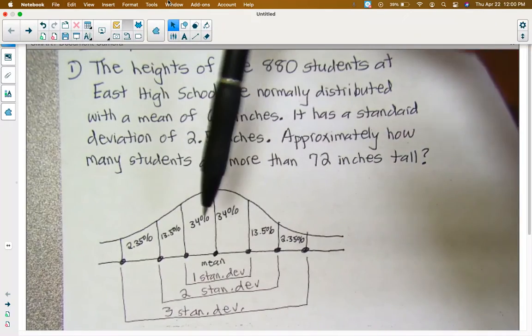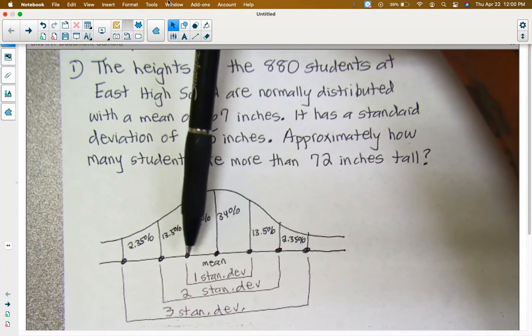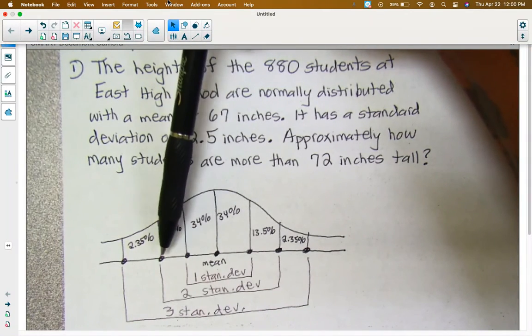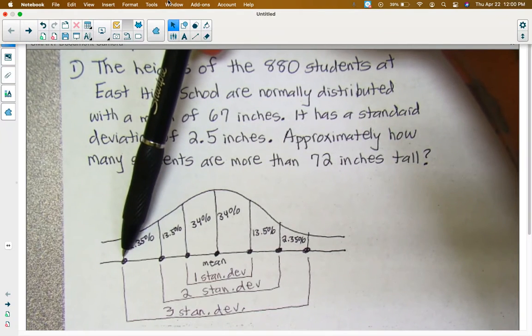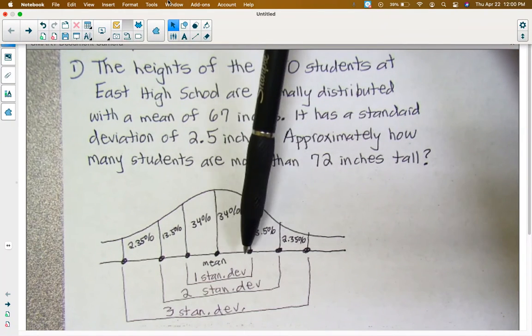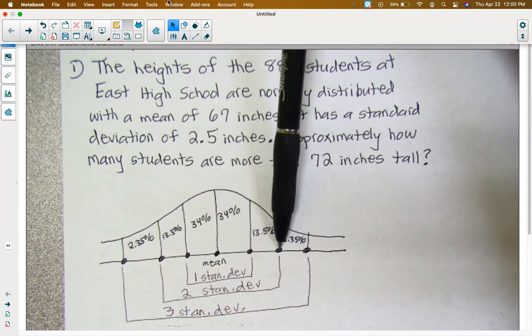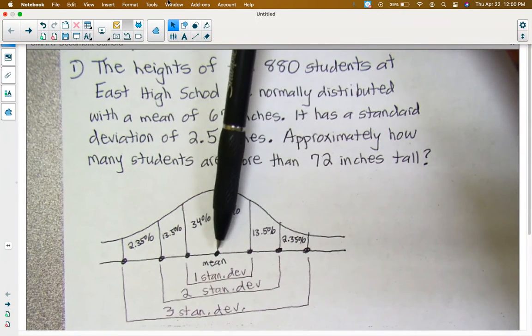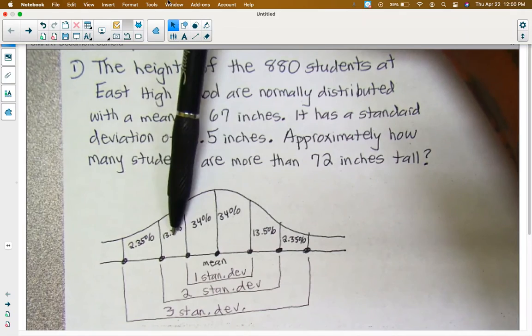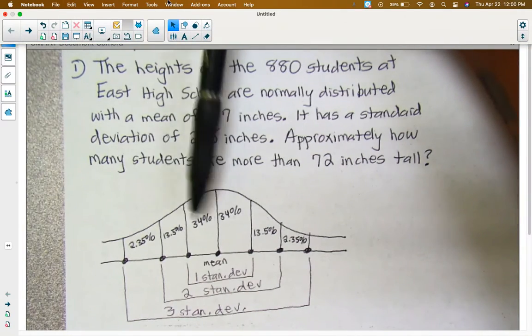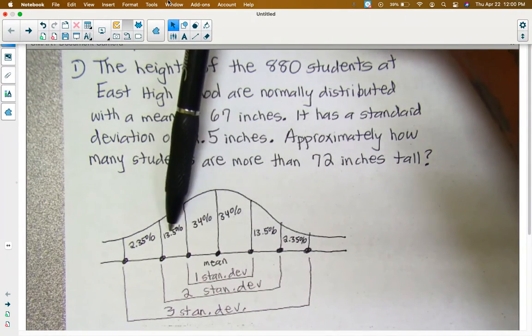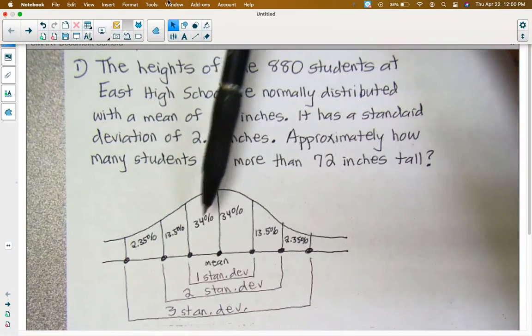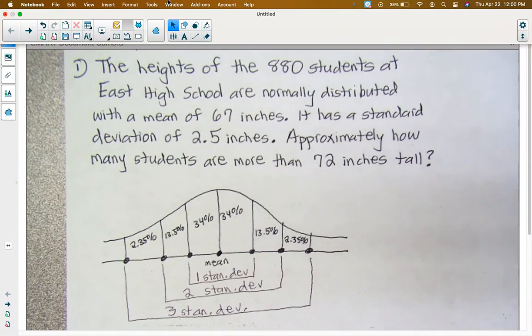So wherever your mean is, you can go minus 1 standard deviation, minus 2, minus 3 standard deviations, and then I can go up 1 standard deviation, 2 standard deviations, 3 standard deviations. So your mean always goes in the middle. These percentages will not change. It'll always be 34, 13.5, 2.35. These percentages do not change.